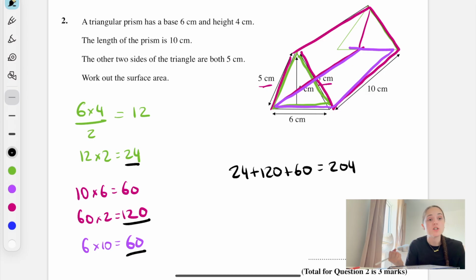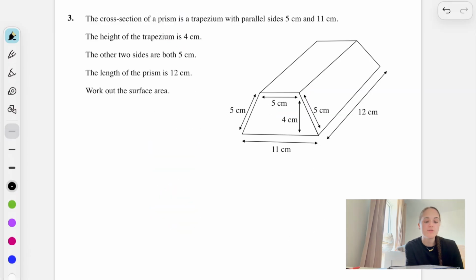So the answer to this question is 204. This next question here, we have the cross section of a prism is a trapezium with parallel sides of 5 centimeters and 11 centimeters. The height of the trapezium is 4 centimeters and the other 2 sides are both 5 centimeters. The length of the prism is 12 centimeters and we need to work out the surface area.